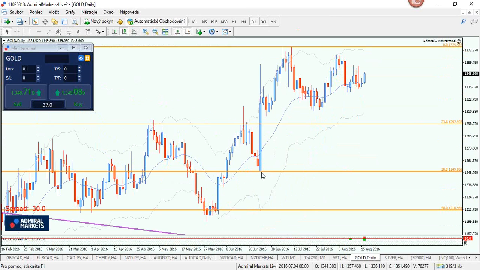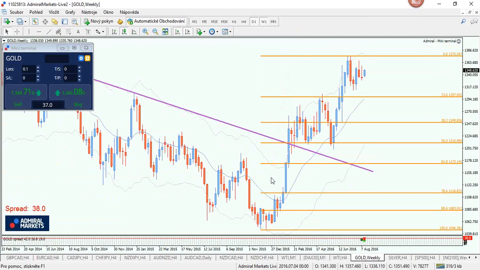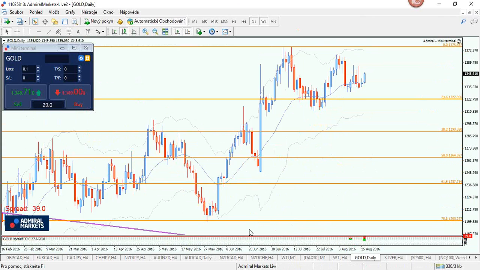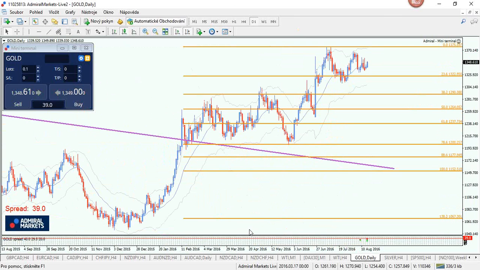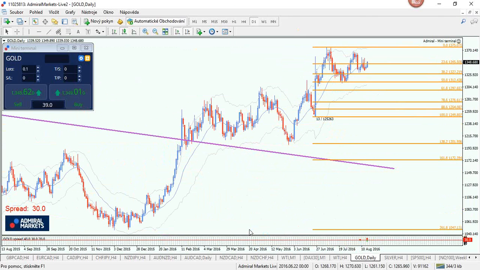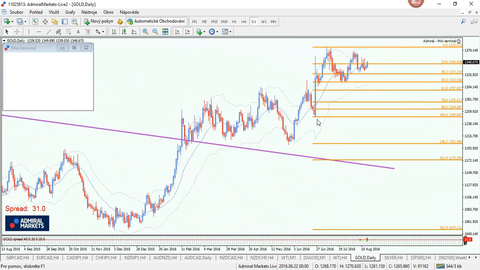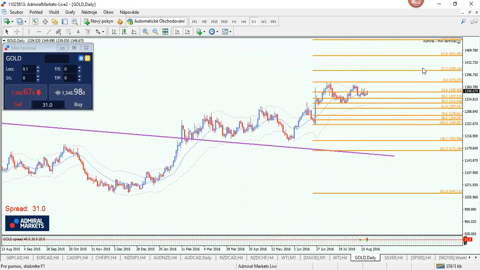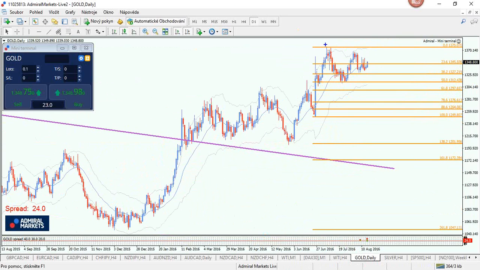And I would change the fib and put the fib from, let's see. All right, from here to here. And the targets would be up in here, minus 272, minus 61.8. And in that case, we are probably getting a break of this triangle to the upside.